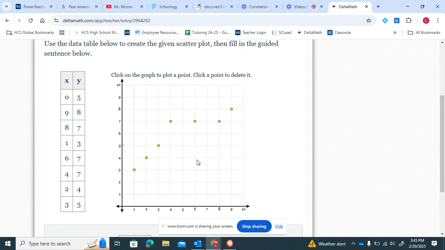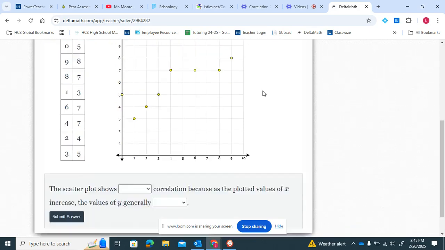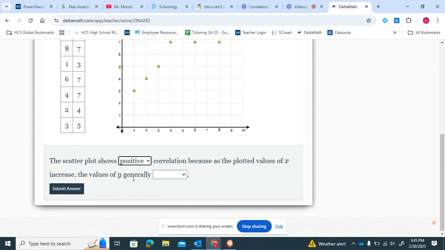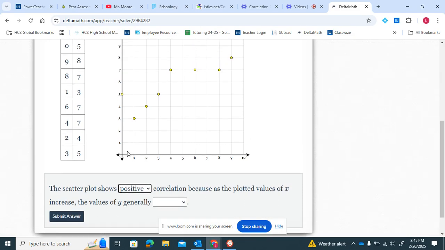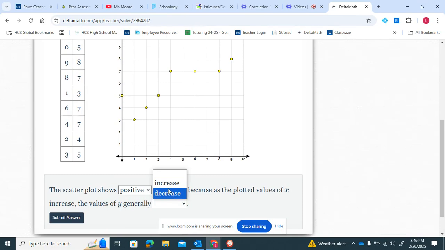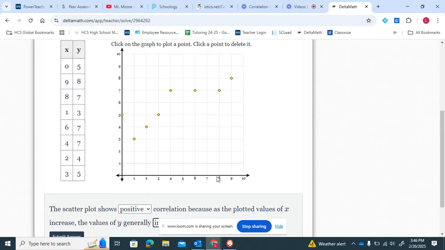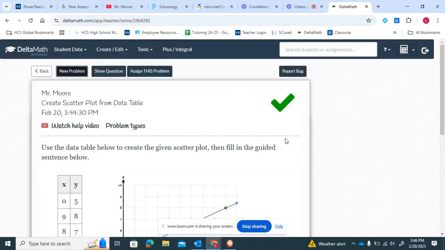So overall, after you plot every single point, you have to take a step back and say, okay, is this a positive or a negative graph? I think overall it's positive. So this scatter plot shows a positive correlation between X and Y, because as X increases going this way, a positive correlation means Y would also increase. As X gets bigger, Y gets bigger. That's a positive correlation. So let's hit submit.